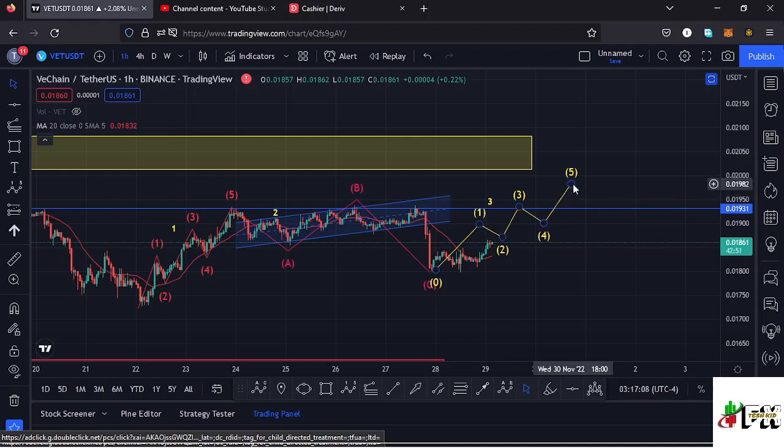So that is my primary scenario that I'm expecting to play out here on the Vechain chart, and in that movement, that is what will be forming that higher Elliot wave count 3 to the upper side. So let's be patient and see how that plays out.